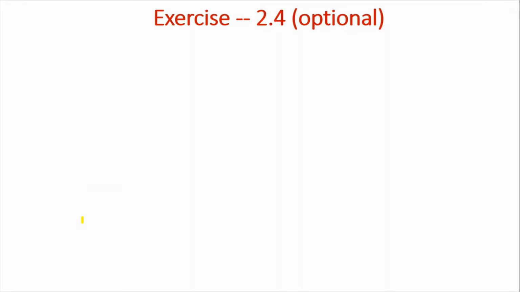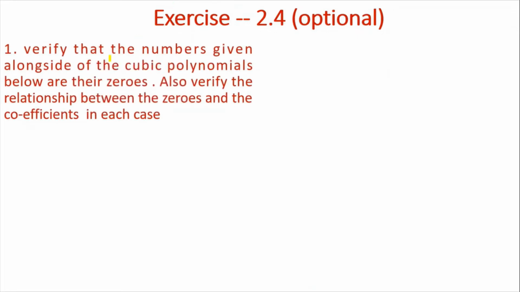Exercise 2.4. Actually, it is mentioned as an optional exercise in the textbook, but I prefer this exercise. Why? Because this exercise helps in understanding and revising the concepts better. Okay. Now, first question. Verify that the numbers given alongside the polynomials below are their zeros.